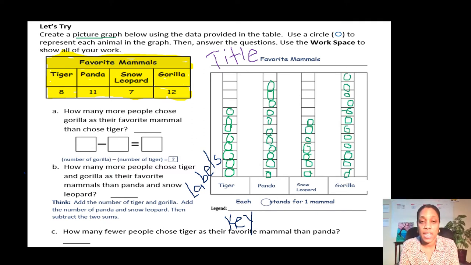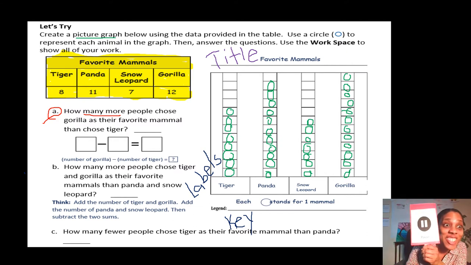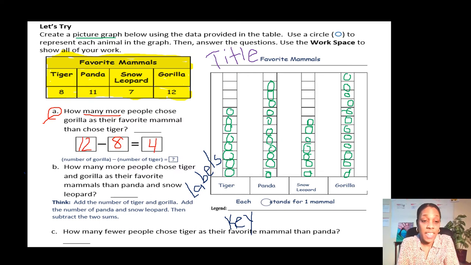So I have created and have completed our picture graph. This is what your picture graph should look like. So now let's look at our questions. So let's look at question A first. It says, how many more, ooh, that's an important word, many more. I like to underline important words. How many more people chose gorillas as their favorite mammals than chose tiger? Well, I know 12 people like the gorillas and only 8 like the tigers. So I need to tell the difference between. What would I do? Please press pause and figure out your answer. If you said 12 minus 8 is 4, you are correct.